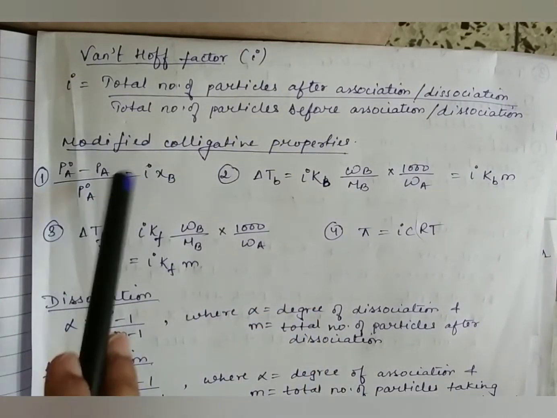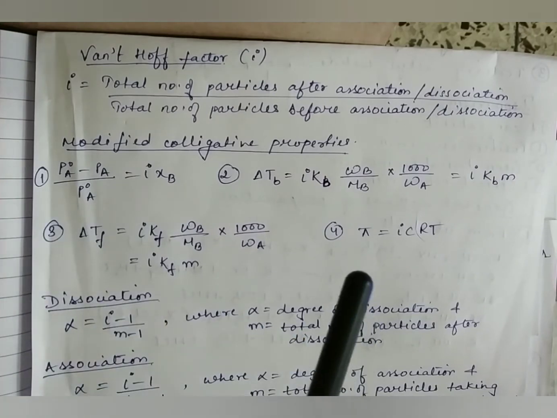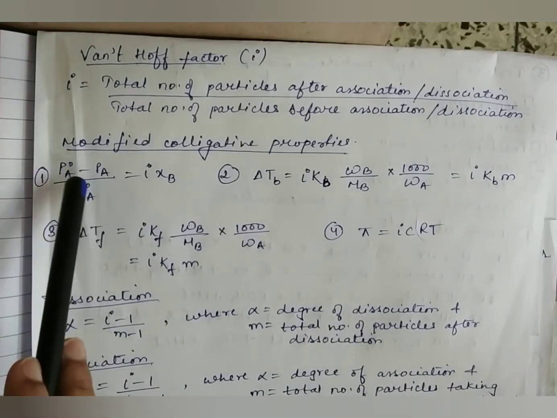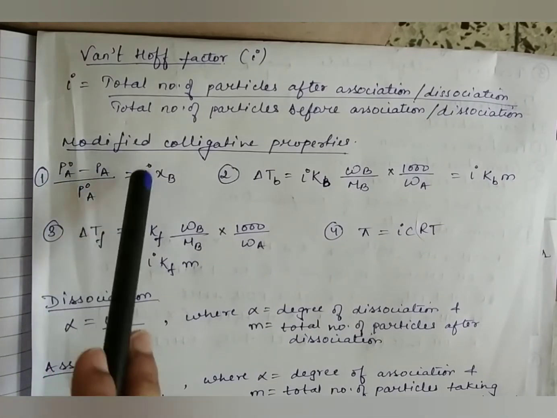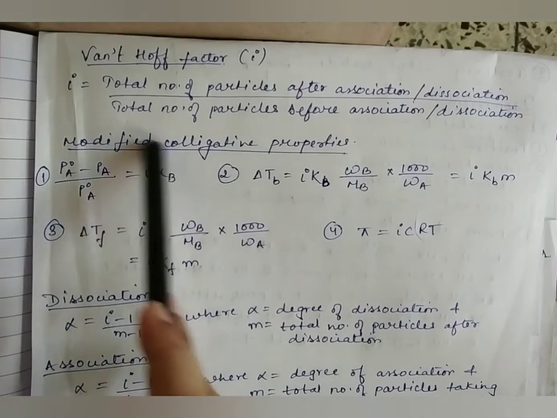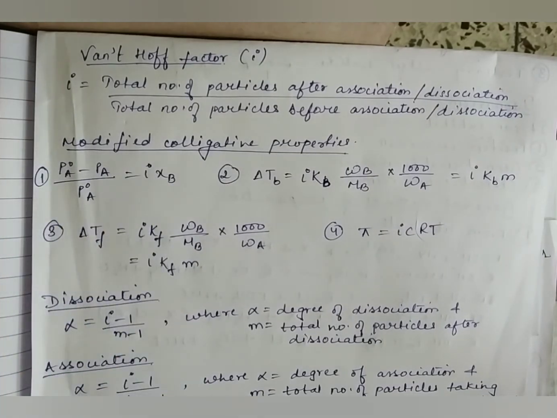So the modified expression for relative lowering of vapor pressure, by introducing this Van 't Hoff factor, will now be (P naught A minus PA) by P naught A is equal to iXB. Now this equation will give you an exact calculation of the molecular mass of the dissolved non-volatile solute.